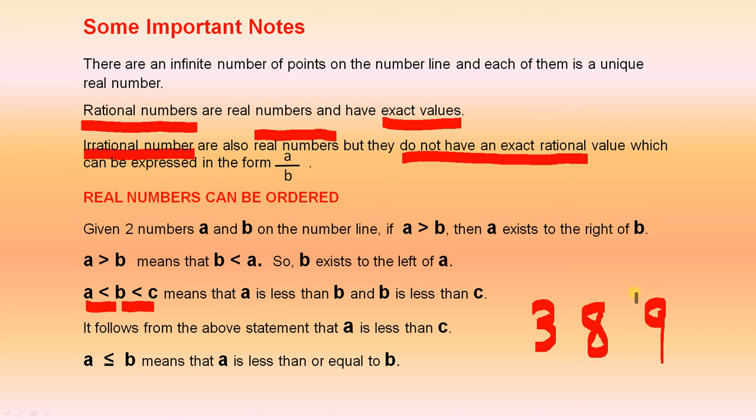That's all that's saying. A is less than or equal to b means that a is less than or equal to b. So this sign here, see that sign there? That means less than or equal to. That's a nice short way of writing it.